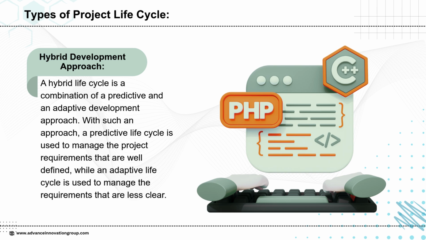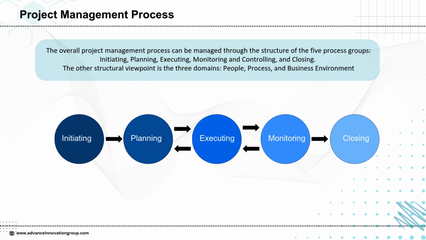The project management process follows a structured flow of 5 process groups: initiating, planning, executing, monitoring and controlling, and closing. Each stage plays a vital role in ensuring projects are well organized and delivered successfully. Along with this, project management also considers 3 structural domains: people, process, and the business environment, making sure that the project aligns with both organizational needs and human factors.